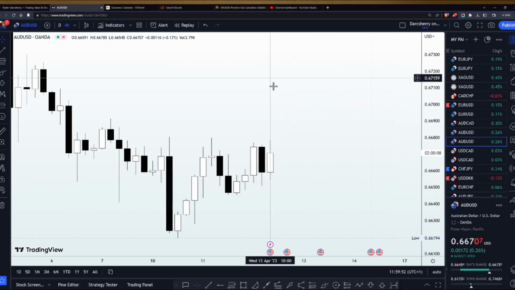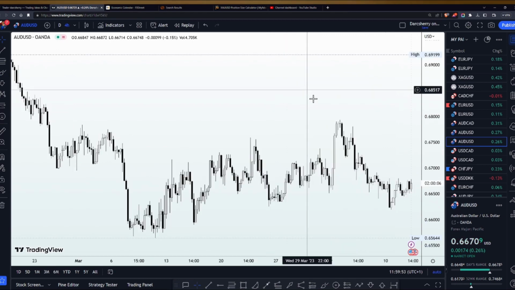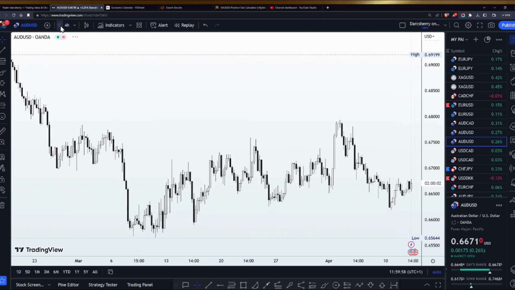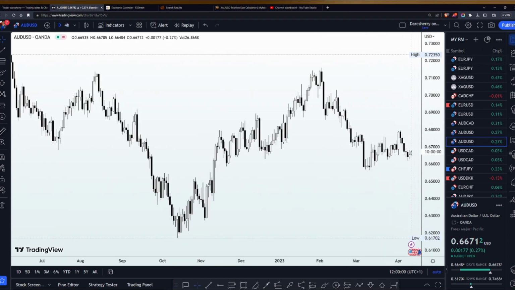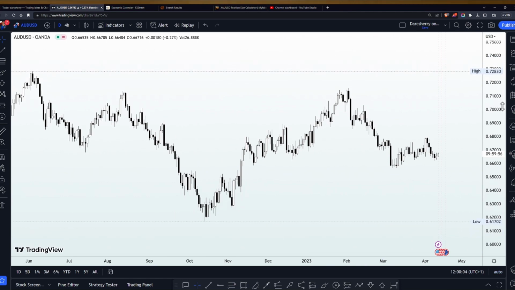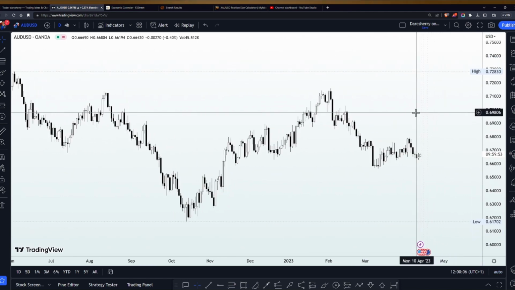Okay, so we have the AUDUSD right on our screen right now. And what I will be doing first of all is to have a holistic view of what is really going on in this market. Now, right now, we have the daily time frame right before our face.